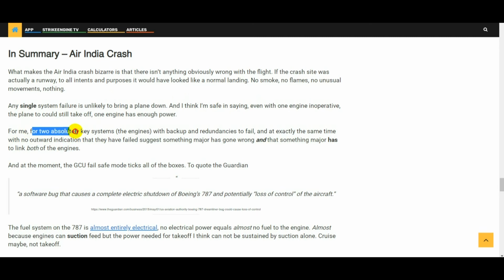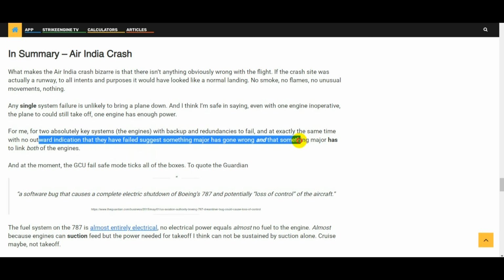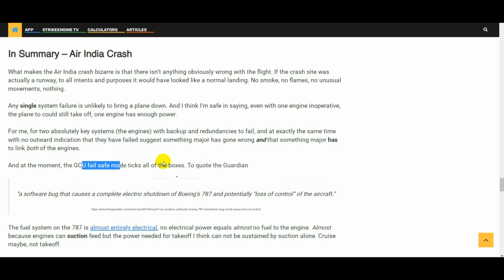For me, for two absolutely key systems, the engines, with backup and redundancies, to fail at exactly the same time with no outward indication that they have failed, suggests something major has gone wrong, and that something has to be linked to both engines, i.e. something that controls both engines. And at the moment, the GCU fail-safe mode ticks all the boxes.